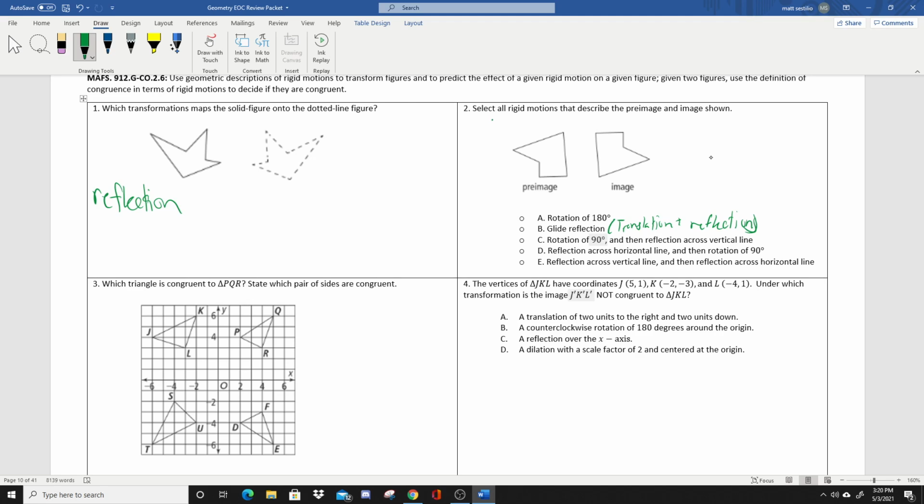A double reflection. So across a vertical line would look something like this, and then across the horizontal, that looks like that would work. Double reflection would work. So A and E.